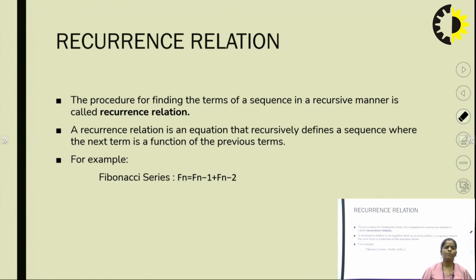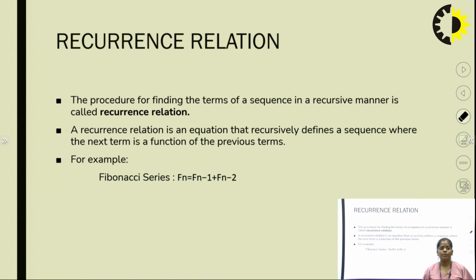So what do you mean by recurrence relation? Basically, the procedure of finding the terms of a sequence in a recursive manner is called recurrence relation. Or we can say that a recurrence relation is an equation that recursively defines a sequence where the next term is a function of the previous term. In simple language, when we have to find the next term by using the previous term, we use a concept known as recurrence relation.